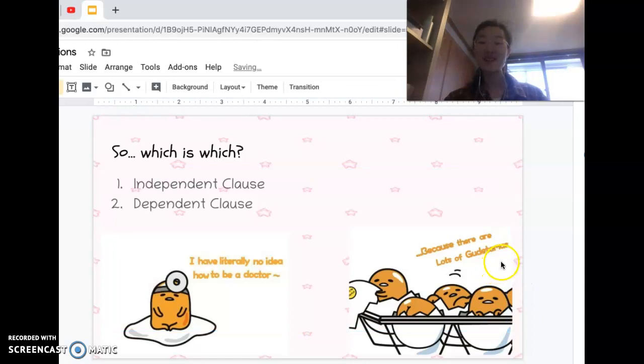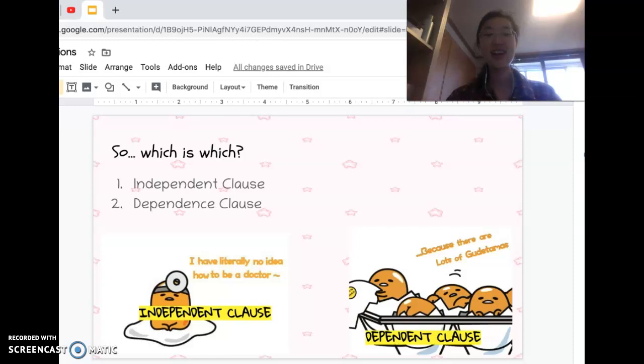Because there are lots of Guatemalas, those are the names of the eggs. Is this independent or dependent? You can say it out loud. Ta-da! So the first one is independent because it has a complete thought. And the second one is dependent because it starts with a subordinate conjunction, because, and because it is not a complete thought. If you added these together, then it might be a complete sentence.